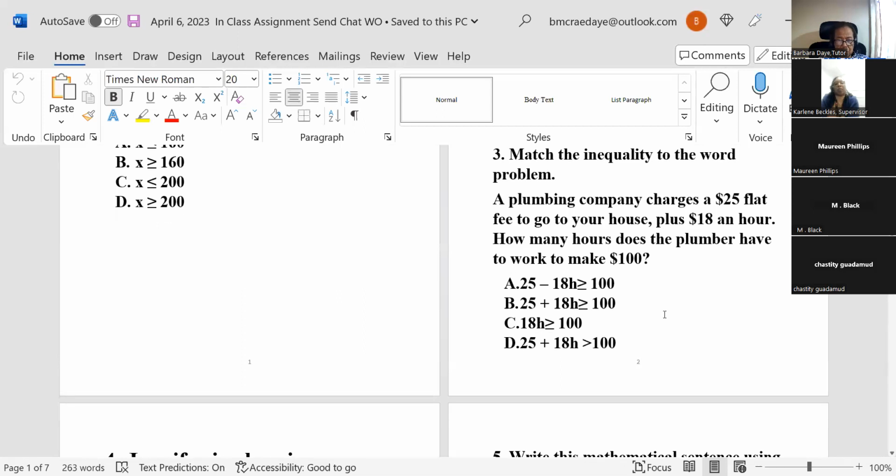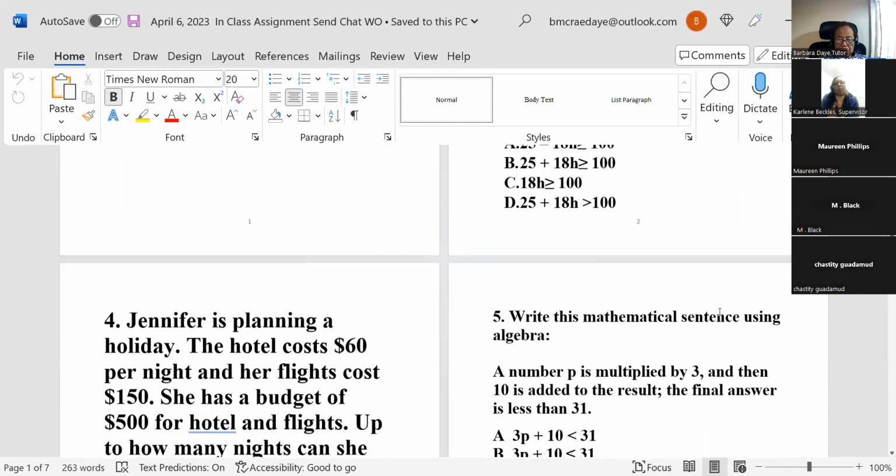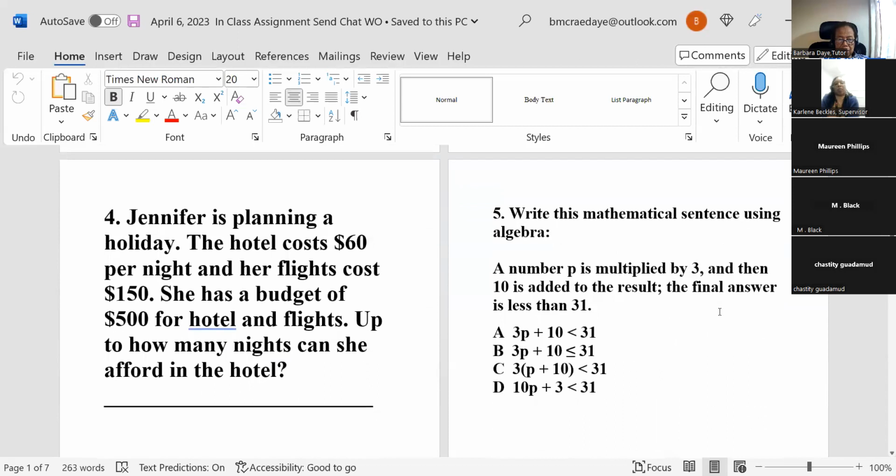You want to go to 4? Yes, miss. Let's see, looking at it. Everybody ready for number 4? Maureen, you ready for number 4? Yes. Okay, so I think you can probably see 4 and 5 together, right? Yes, those are the last two.